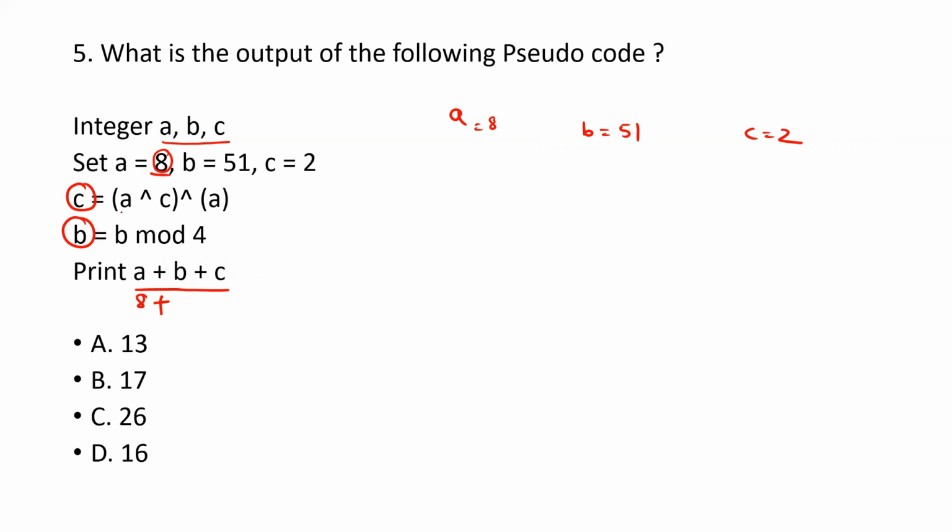Now, just look at this equation. C is firstly, so this is A. This symbol is actually the symbol of XOR, right? Now we know XOR, right? So what will be the truth table for XOR?